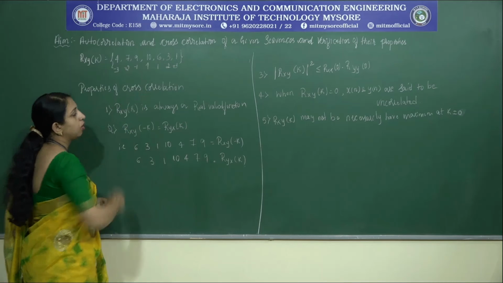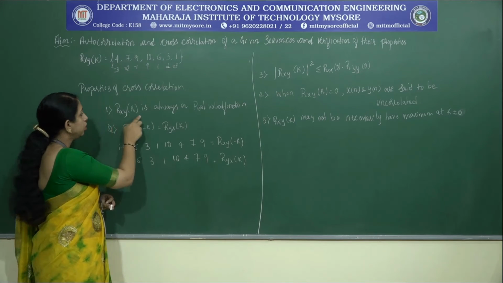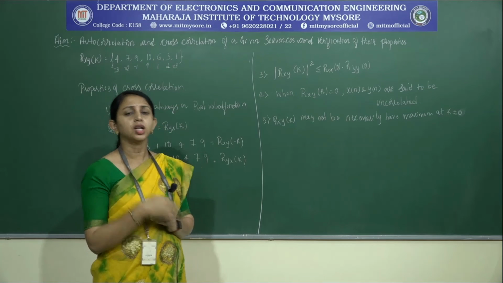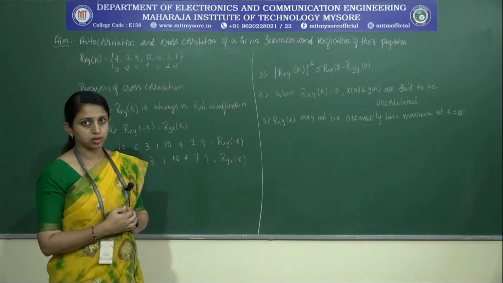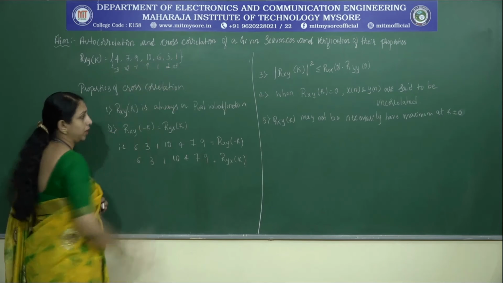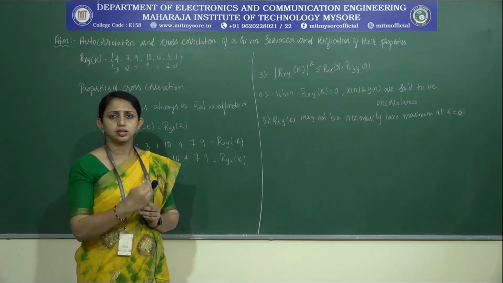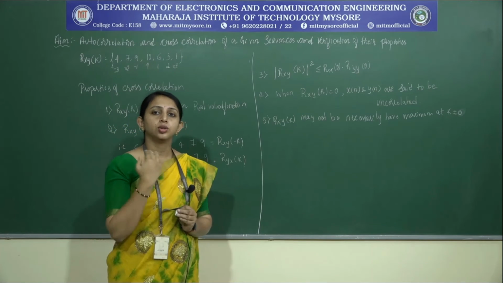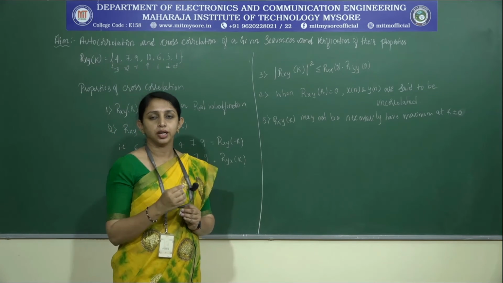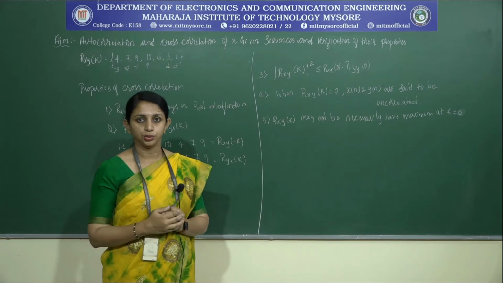First, let us list what the properties of cross correlation are. The first one is that rxy of k is always a real valued function. We got the output for cross correlation as 4, 7, 9, 10, 6, 3, 1. See the output, all the individual values of cross correlation are real values, right? So easily you can say that a cross correlation function rxy of k will always be real valued.